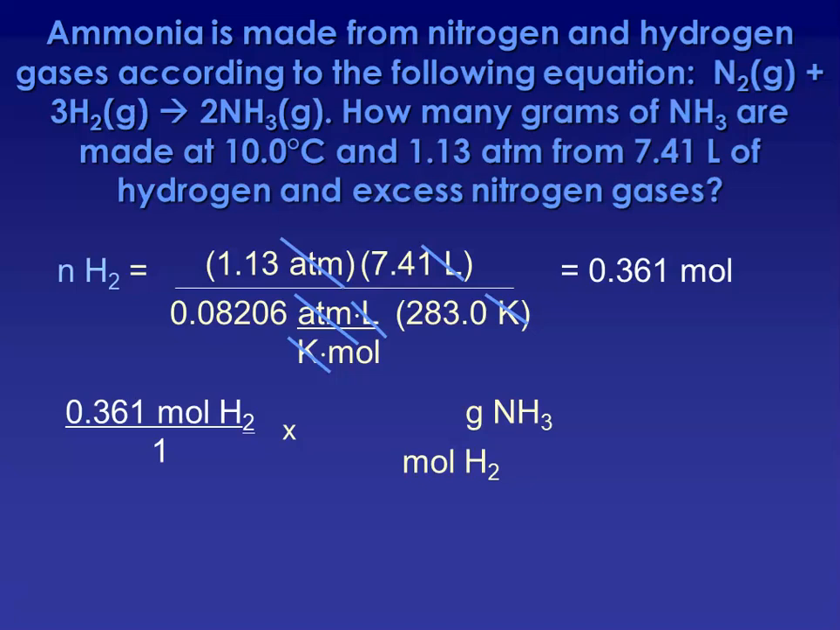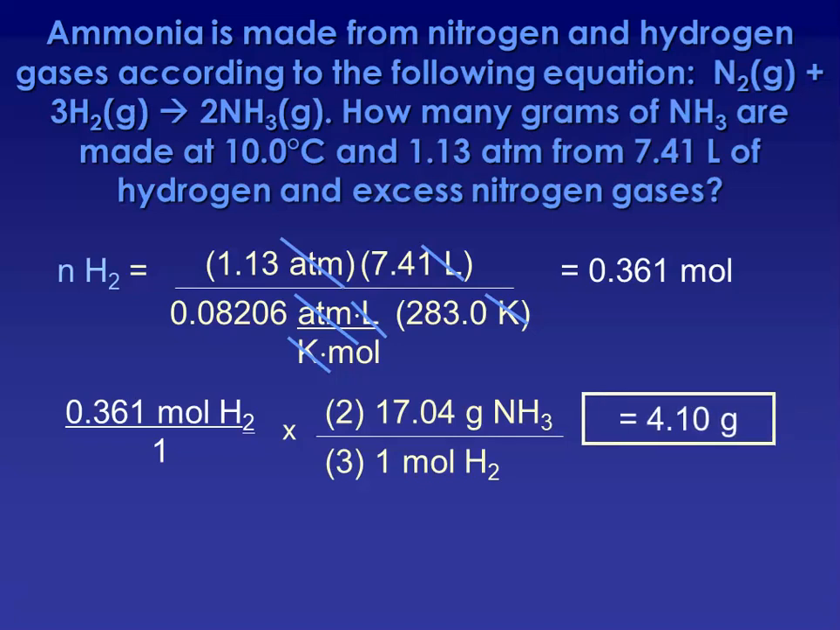And then we can use molar mass to convert those moles of ammonia into grams. So moles got the 1, grams got the molar mass of ammonia, the coefficients were placed, the moles of hydrogen cancel out, and 4.10 grams of ammonia were actually made as a result of this process.